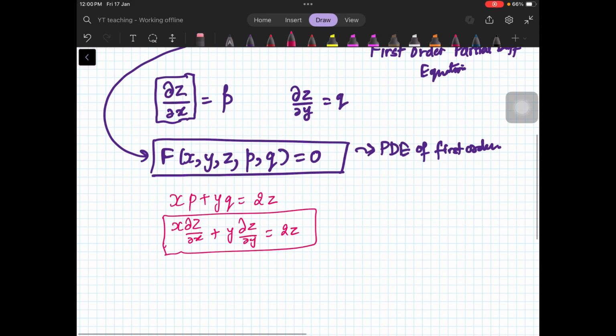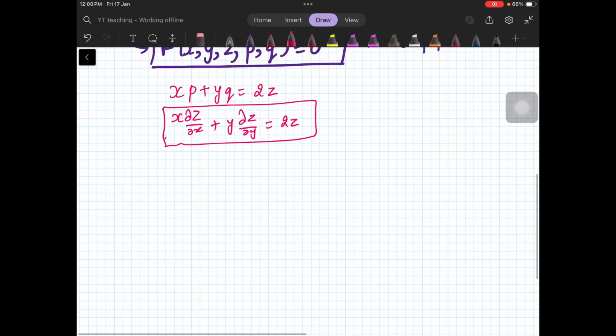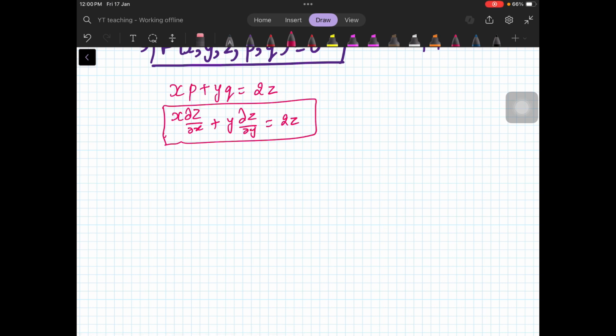Now let us see what we mean by the solution of the partial differential equation. Because in this course, we are interested in solving the partial differential equation. So let us see what we mean by the solution of a PDE.